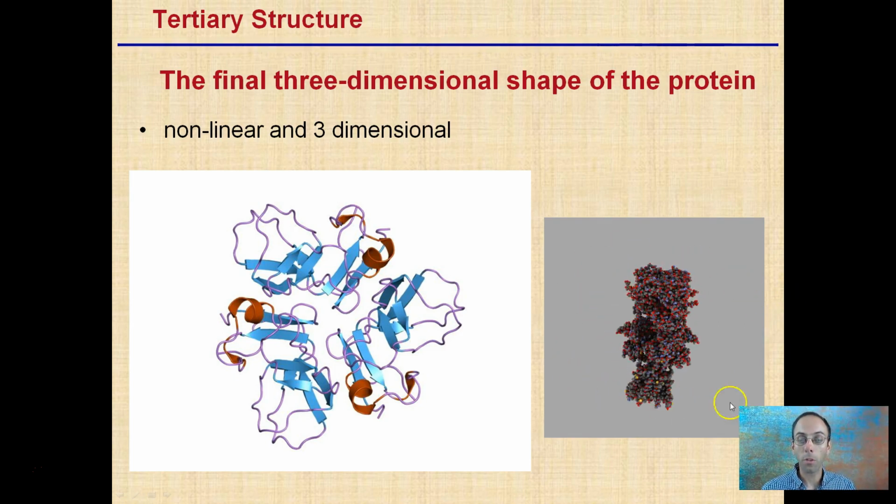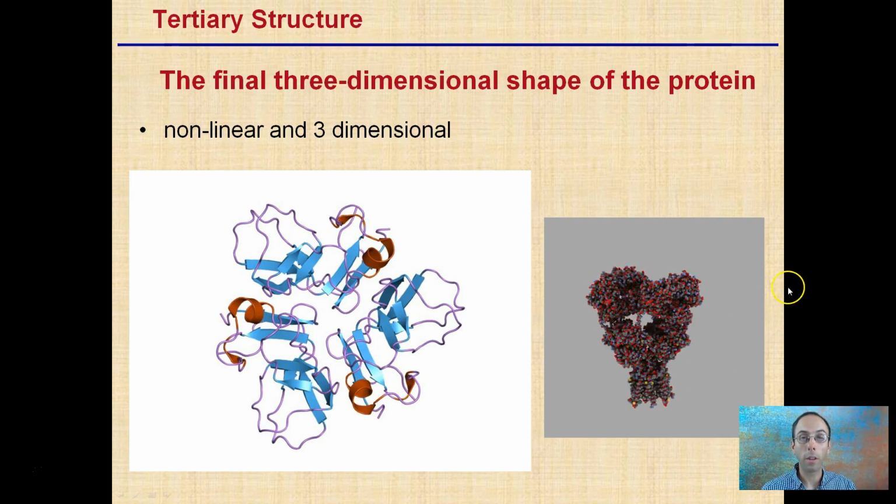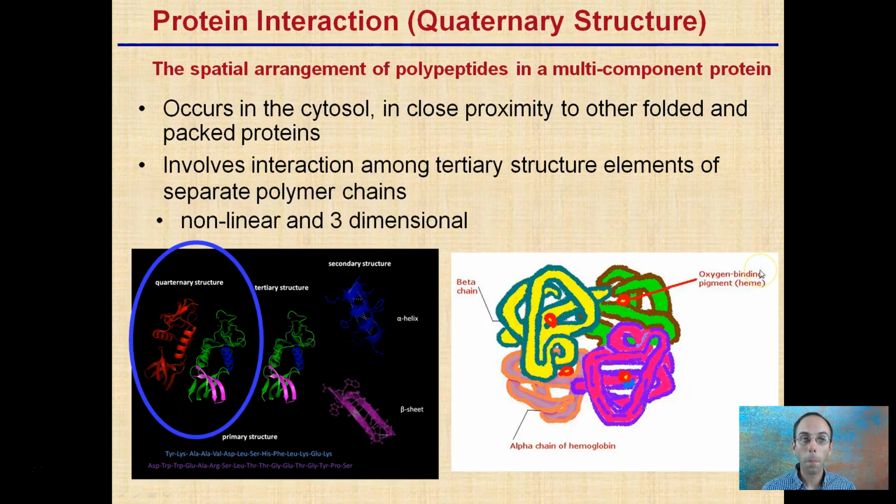So that's why it's important to show this rotating, so you can get appreciation for the unique three-dimensional structure that it does have. Now protein interactions, so we see here tertiary or quaternary structure. So now we're getting different interactions that occur with these polypeptides. There's multi-components now interacting. This does still occur in the cytosol, and it's proximate to other folded and packaged proteins.